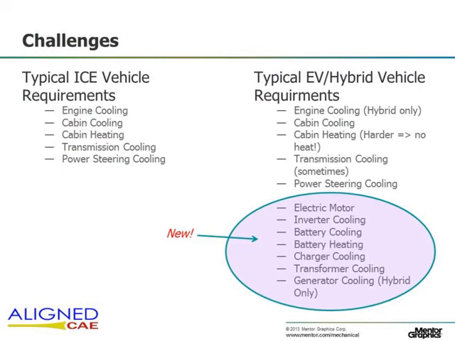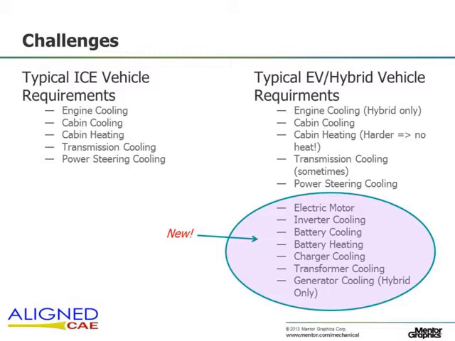Okay, I'd just like to start off by comparing what we'd see in a typical ICE vehicle as far as powertrain cooling and HVAC, and compare that to the next generation electric vehicles and hybrid vehicles that are coming down the pipe. With the ICE vehicle, we have to take care of engine cooling, cabin heating, transmission cooling, and often power steering cooling. With an EV and a hybrid vehicle, we still have to take care of these things.